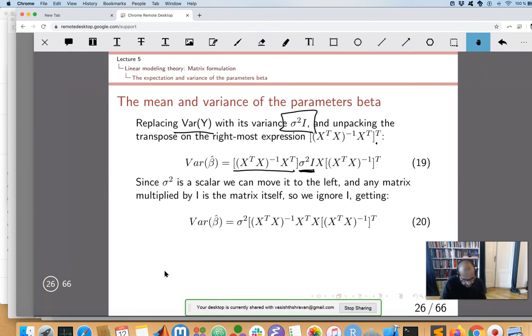Now I understand what I've done wrong, actually. I haven't made any mistake here. What I've done is I've unpacked this transpose. So what's happened is that x transpose becomes x, that's this term here, and x transpose x inverse, this term here, is going to be transposed, and that's this term here now. Okay, so that's what I did just now.